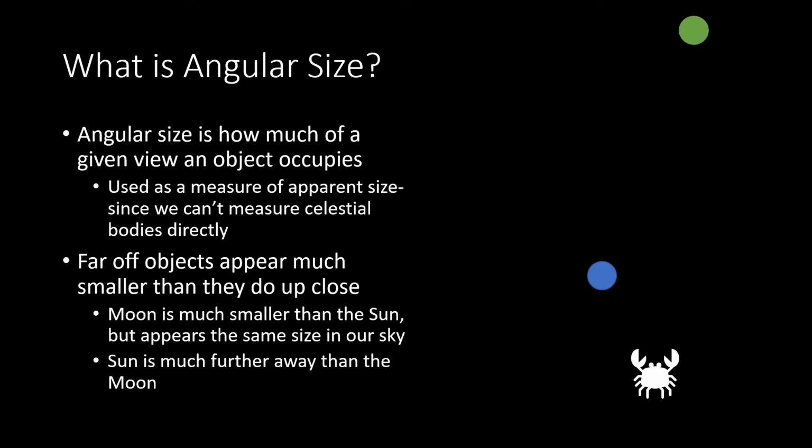So what is angular size? It is how much of a given view an object occupies. The simple example is the sun and moon. Looking at our sky, they occupy a very small part of the sky, just a few degrees. To put that in terms that you can measure, if you hold your thumb out at arm's length, that's about 2 degrees, and that's about as big as the sun and the moon appear in the sky, no matter where they are in the sky.